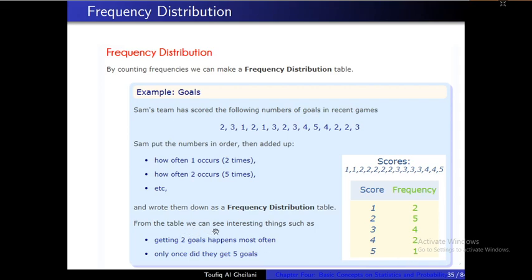From the table we can see interesting things, such as getting 2 goals happens most often. Look here, it happened 5 times compared to other goals, and only once did they get 5 goals, just one time.